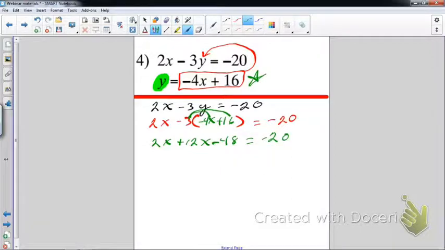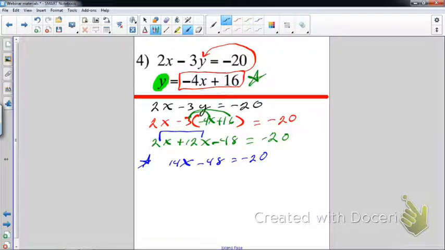And now, after using the distributive property, I'm going to combine like terms. So I'm going to combine these two together. So I have 14x minus 48 is equal to negative 20. And if you notice at this point, this is a two-step equation, and that's something that we should feel comfortable with, that we should be able to do.